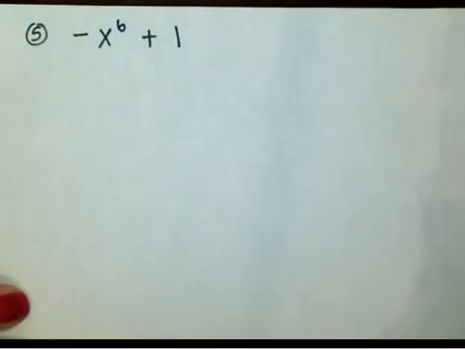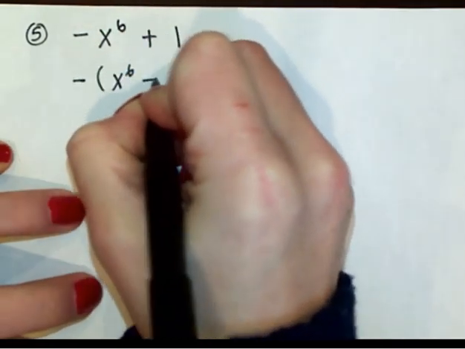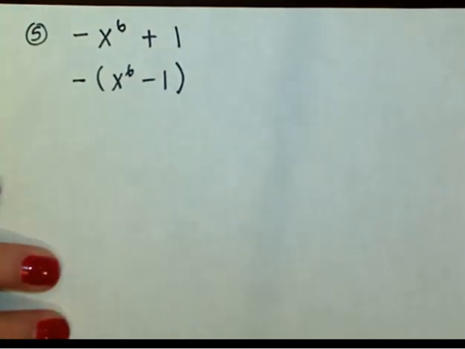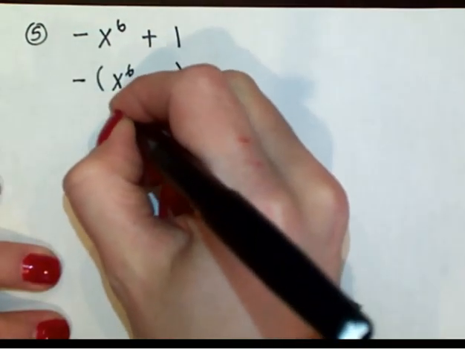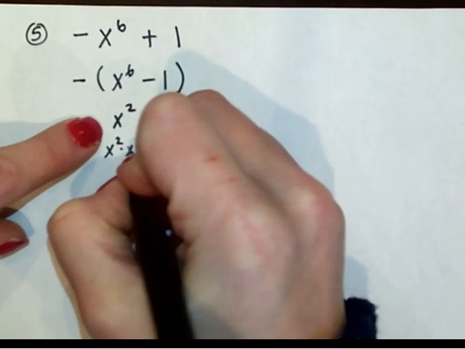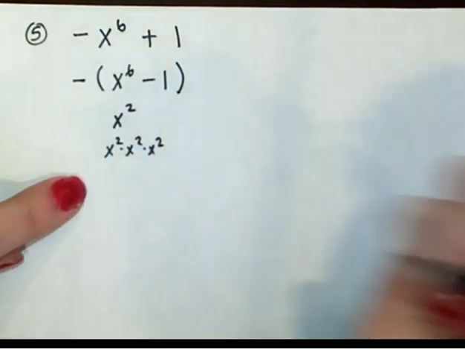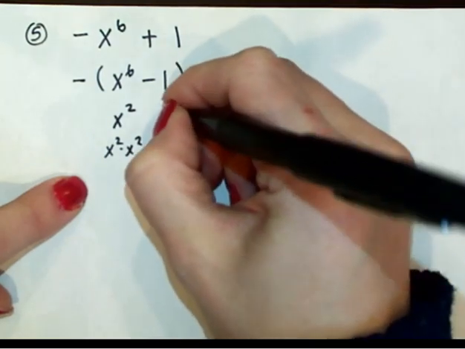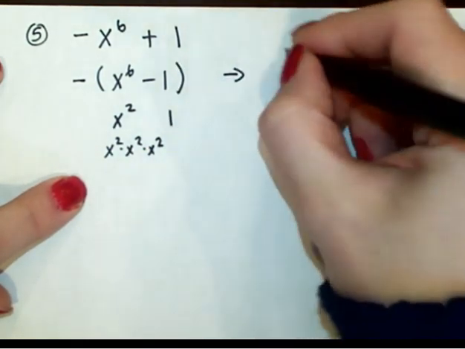Okay, at first I don't really see any patterns, but I do see a negative leading coefficient, so I'm going to factor that out first. I see a pair of terms. Now I notice that x to the 6th is a perfect cube, so I'm going to identify those bases. Remember, right? Repeated 3 times, that's a perfect cube. And 1.